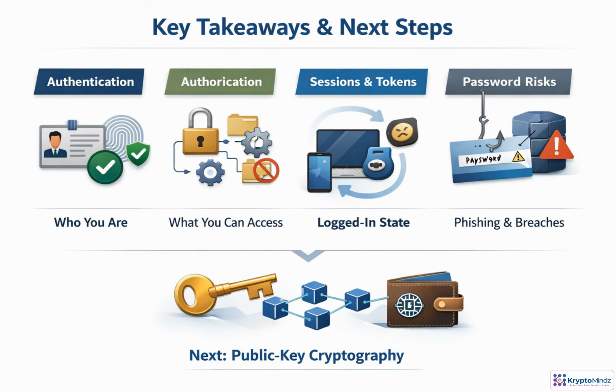You now have the core model. Authentication proves who someone is, authorization decides what they can access, and sessions or tokens keep that state alive across requests. You also saw why passwords create risk. Next, we'll build on this with public key cryptography, the basis for passwordless and wallet-based identity.